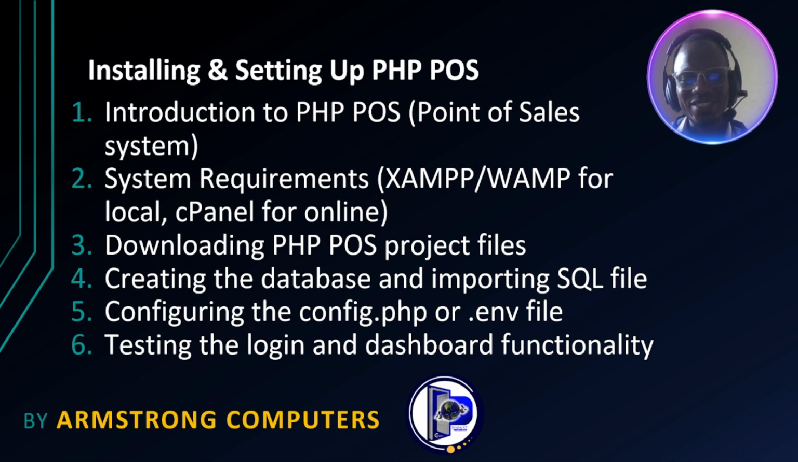In addition to that, the third thing we'll be covering in module 4 is how to download the PHP point of sales project file. This means that at the end of the day we'll be giving the project file to you, which is the source code, the script, and you can download it in the course portal.